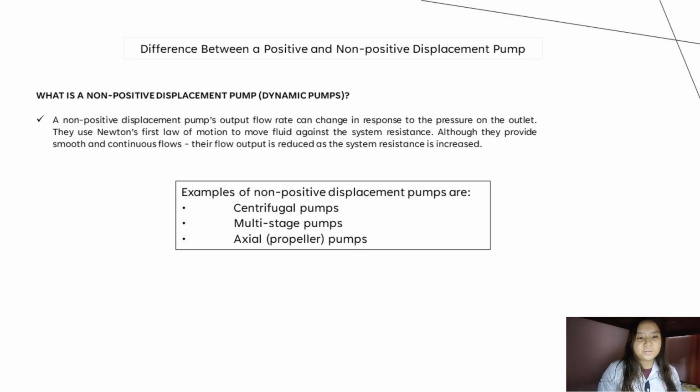This pump is used to circulate coolant around the engine block, or as a centrifugal pump used in an industrial plant to move fluid from one holding tank to another. This type of pump allows for slippage to take place inside the pump whenever the system pressure starts to increase. So, the examples of the non-positive displacement pumps are the centrifugal pumps, multi-stage pumps, and axial or propeller pumps.